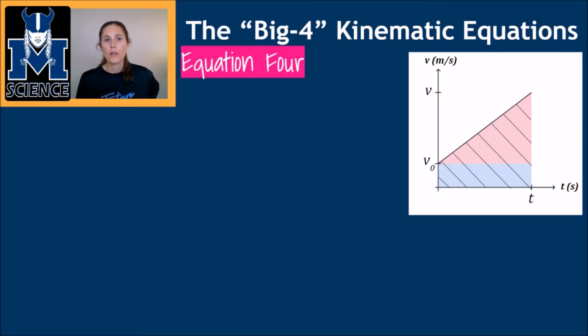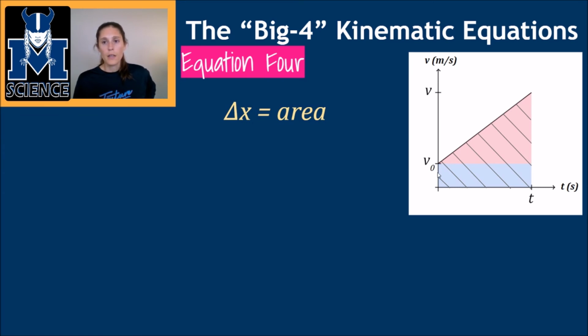Equation 4, this one's a little bit different with how we're going to derive it. We're going to take a look at a velocity versus time graph and think about what it means. We talked about last time, or last series of videos, that if you find the area underneath a v versus t graph, that's going to equal the displacement of the object over the time interval that you find the area. So here, if we wanted to find the area, we can split this into a rectangle and a triangle here.